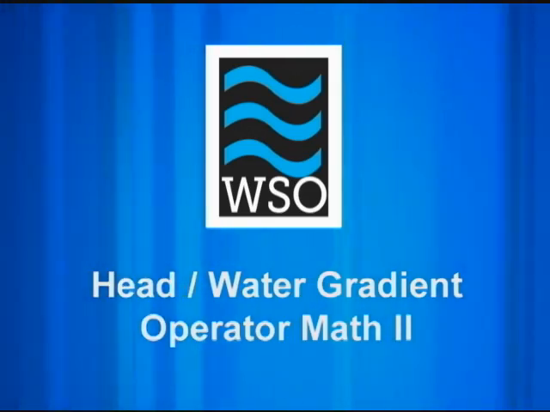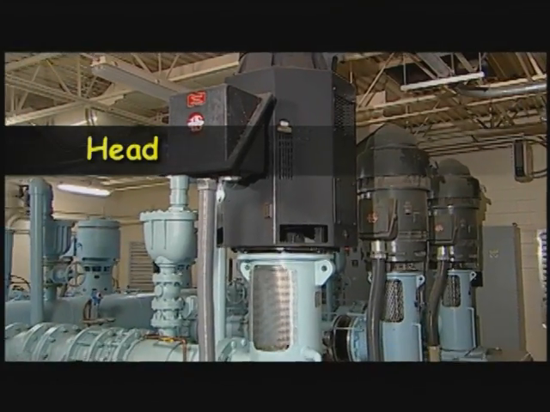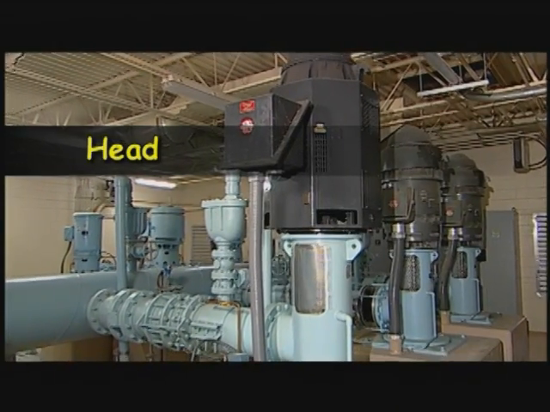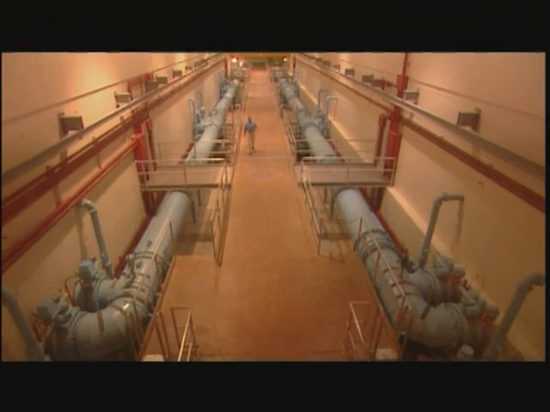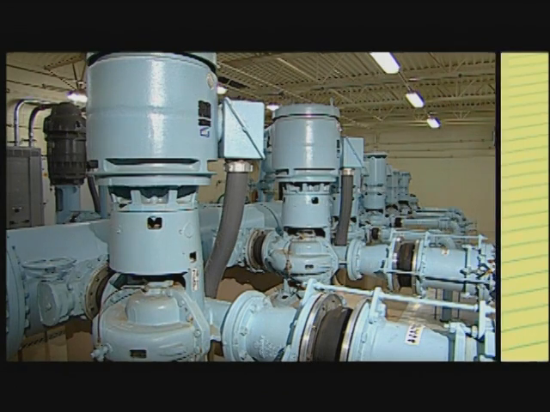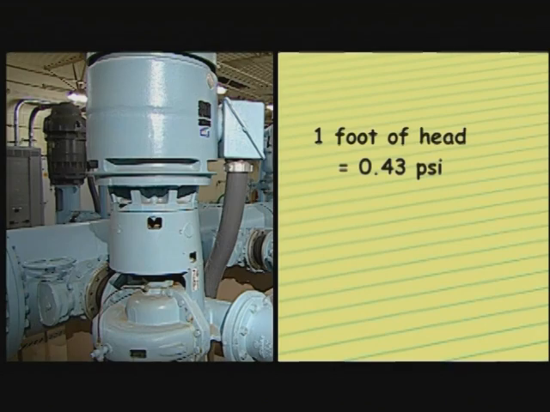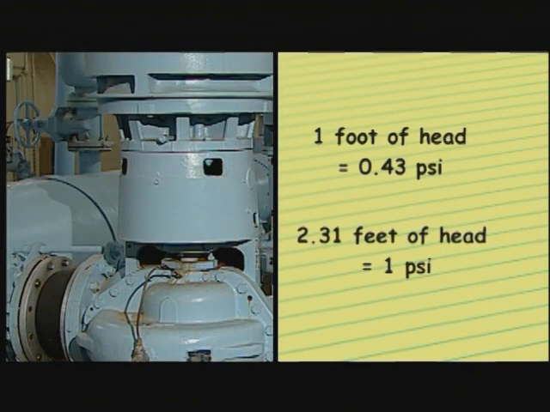Head is a measurement of the energy possessed by the water at any particular location in the water system. Head is used to calculate the hydraulic forces acting in a pipeline and to determine a pump's capacity to overcome or pump against these forces. 1 foot of head is equal to 0.43 psi, or 2.31 feet of head equals 1 psi.